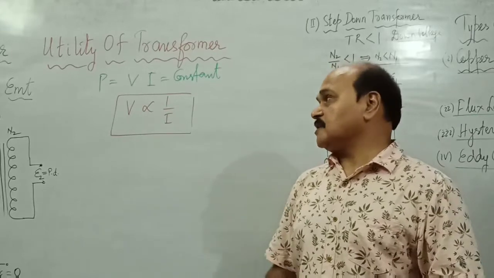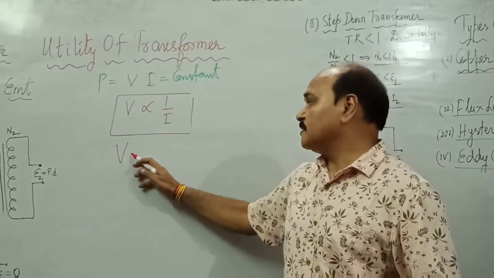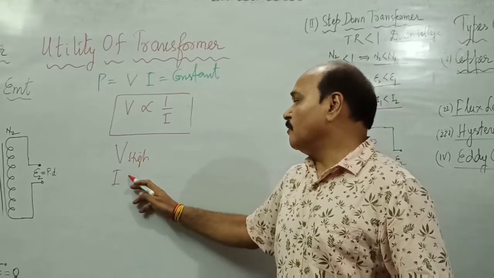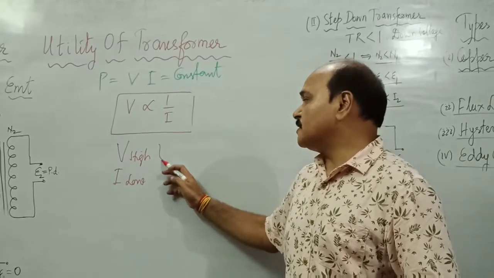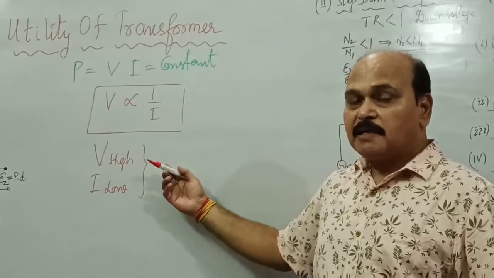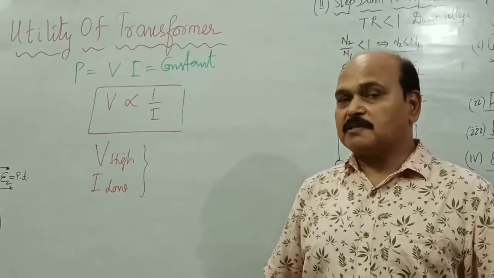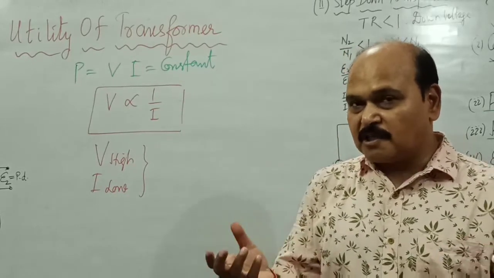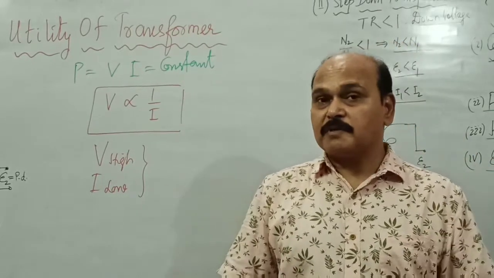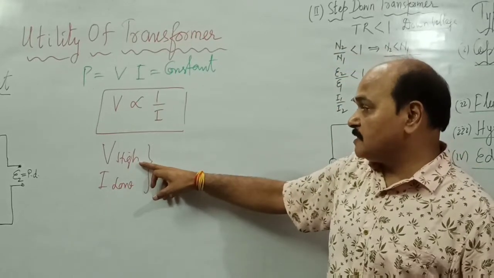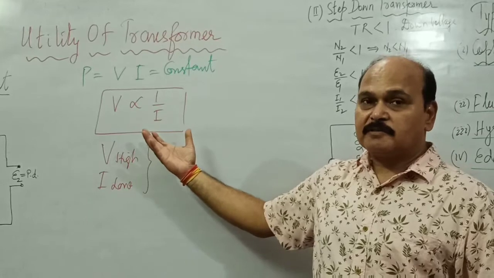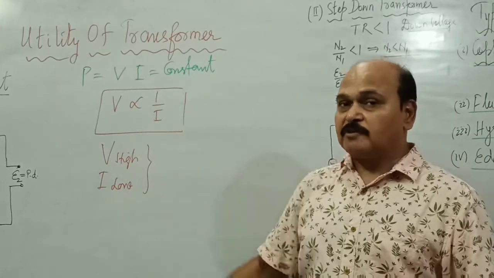Like for long distance transmission, we need high voltage, and we want current to be low. So this form of electrical energy is used for long distance transmission. And if it is short distance transmission to our homes, in that case the voltage is stepped down and current of course increases. So this is the utility of transformers.